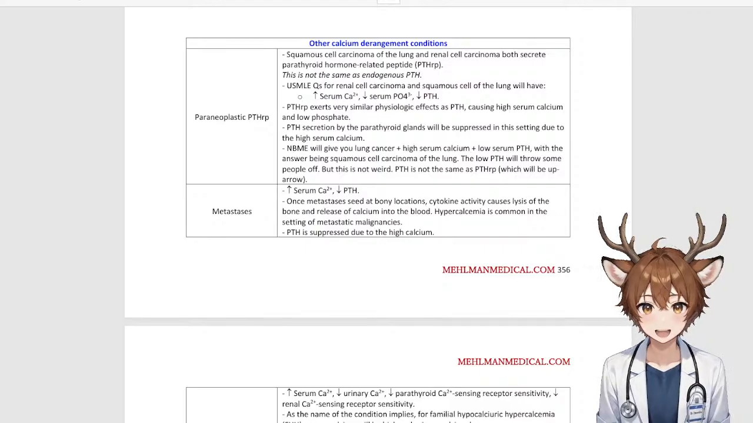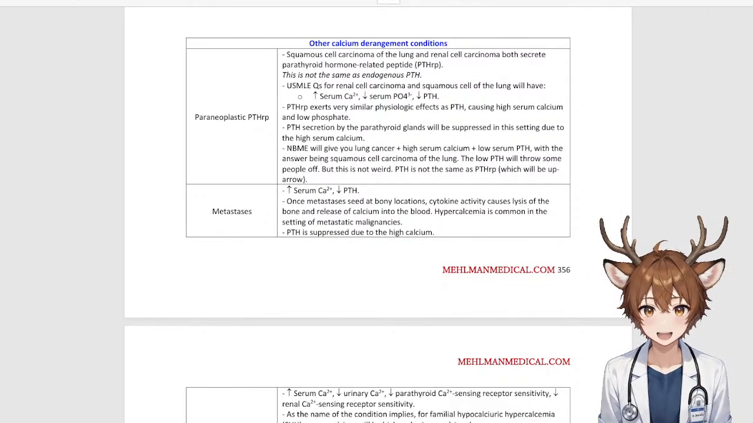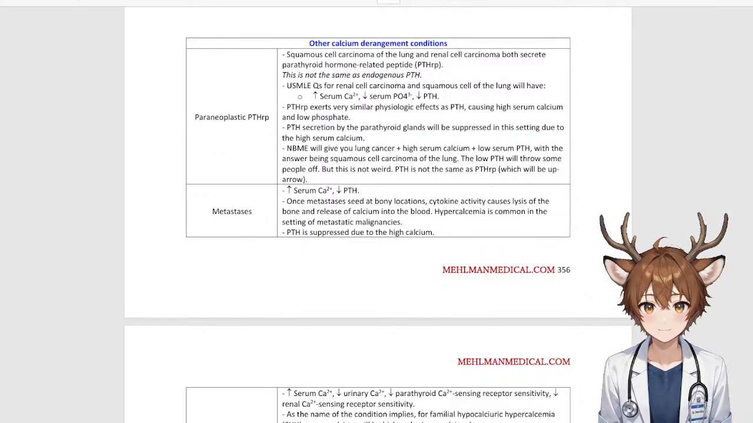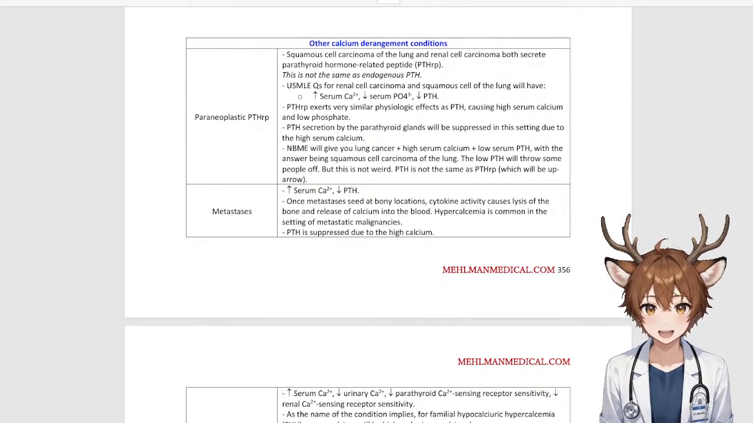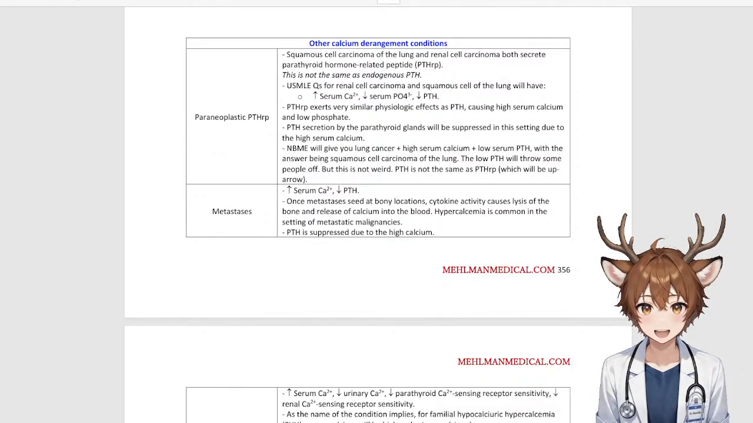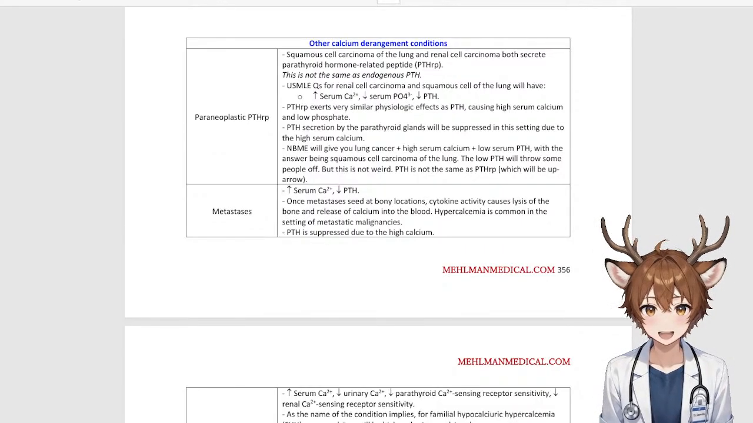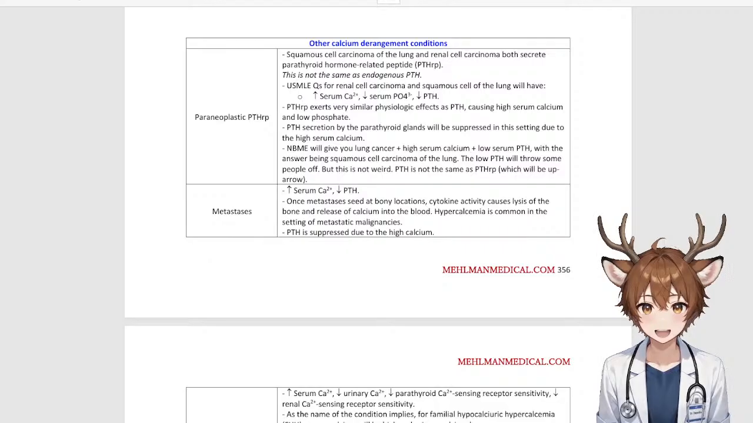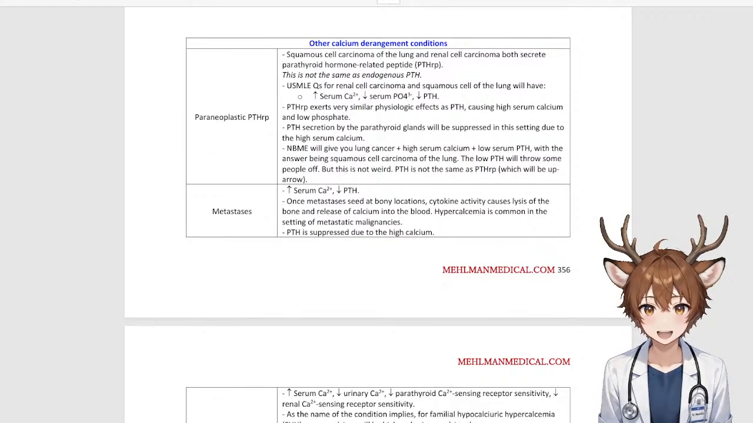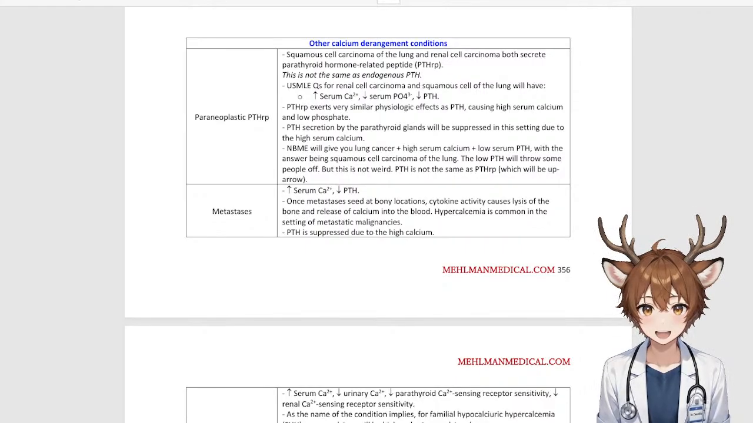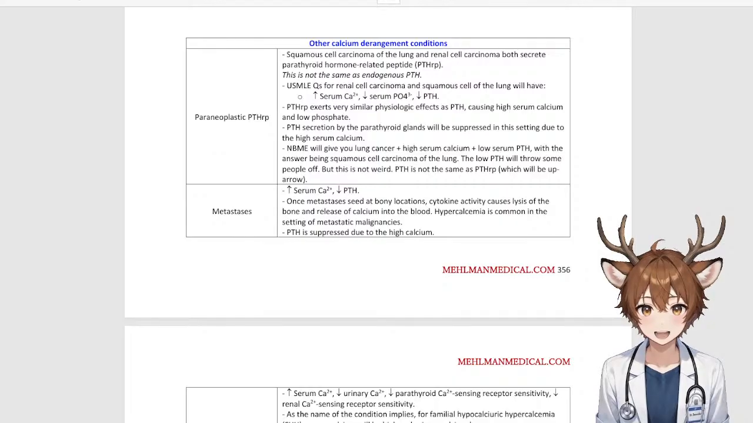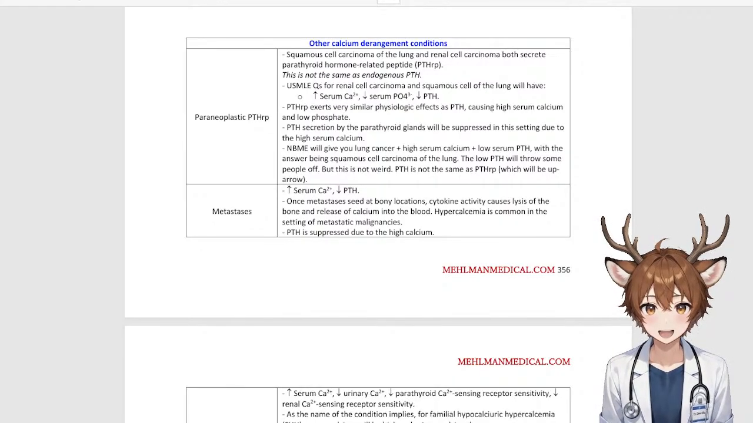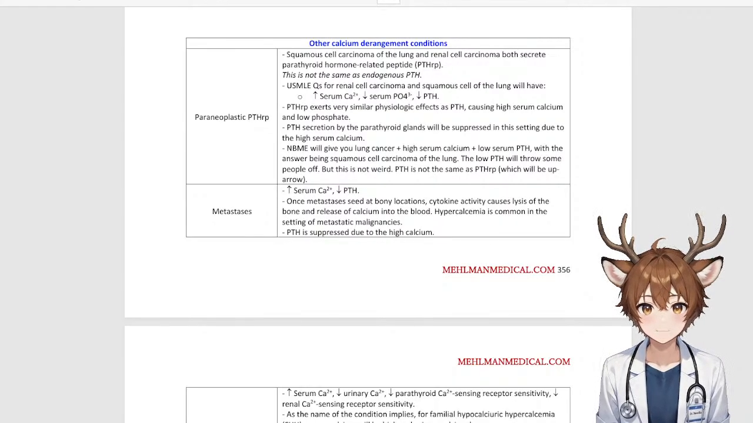Other calcium derangement conditions. Paraneoplastic parathyroid hormone-related peptide, PTHrP, which is a related protein. Squamous cell carcinoma of the lung and renal cell carcinoma both secrete parathyroid hormone-related peptide. This is not the same as endogenous PTH. Not the same thing. USMLE questions for renal cell carcinoma and squamous cell of the lung will have elevated serum calcium, low serum phosphate, and low PTH.